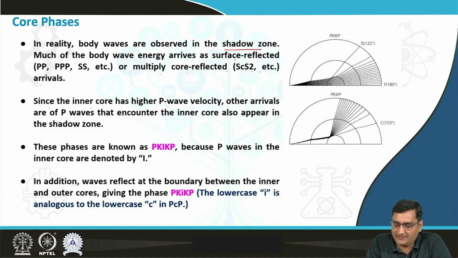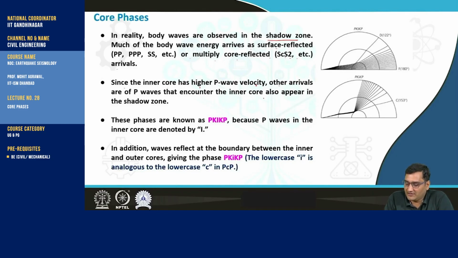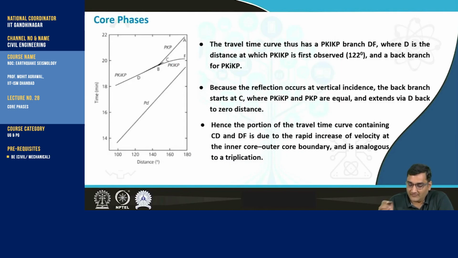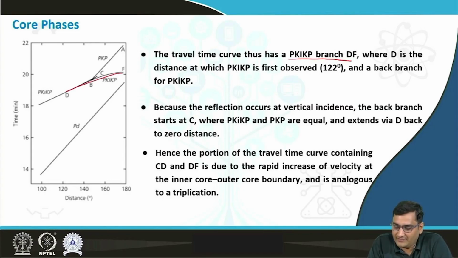Since the inner core has higher P wave velocity, other arrivals of the P wave that encounter the inner core also appear in the shadow zone. These phases are like PKIKP and PKiKP. The travel time curve does have a PKIKP branch, that is DF. This is your PKIKP branch, where D is the distance at which the PKIKP is first observed, that is around 122 degrees here, and a back branch for PKiKP. So this is your back branch for the PKiKP.